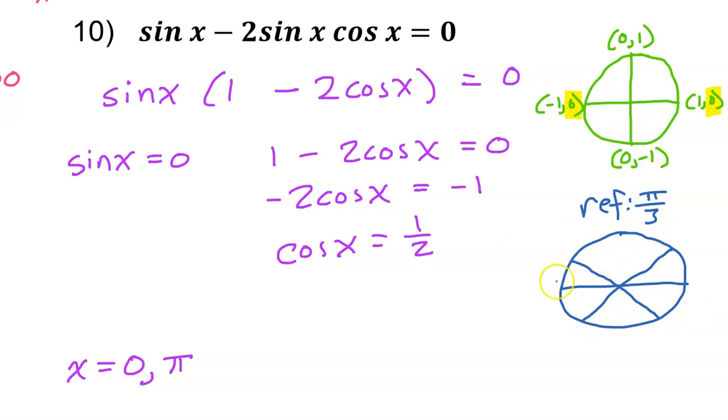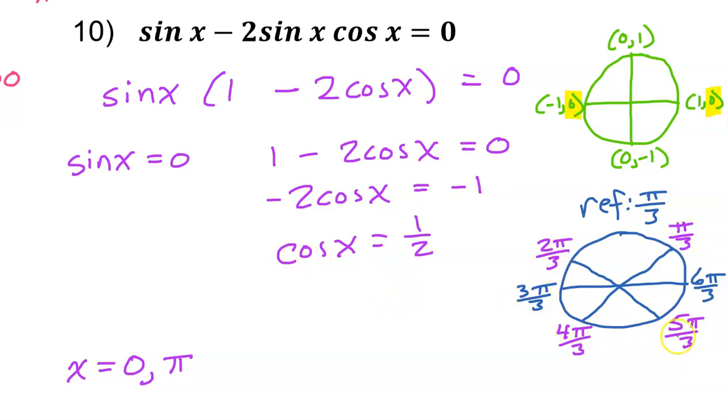Since the reference angle is pi over 3, I'm going to think of pi as 3 pi over 3, and I'm going to think of 2 pi as 6 pi over 3. That makes this angle right here 2 pi over 3, and this angle is 4 pi over 3, and this angle is 5 pi over 3. And the reference angle itself, of course, is the first quadrant, pi over 3.